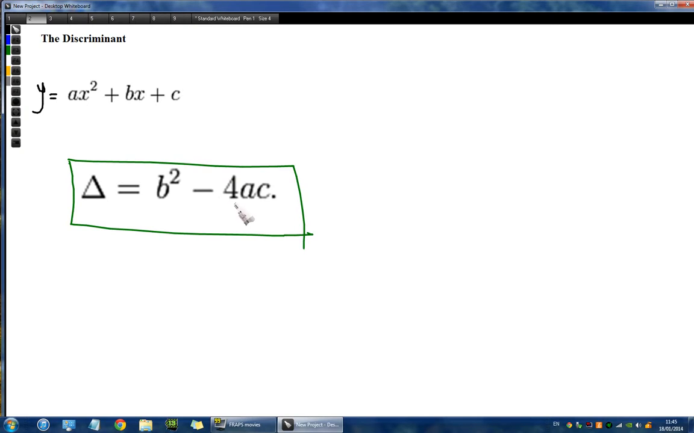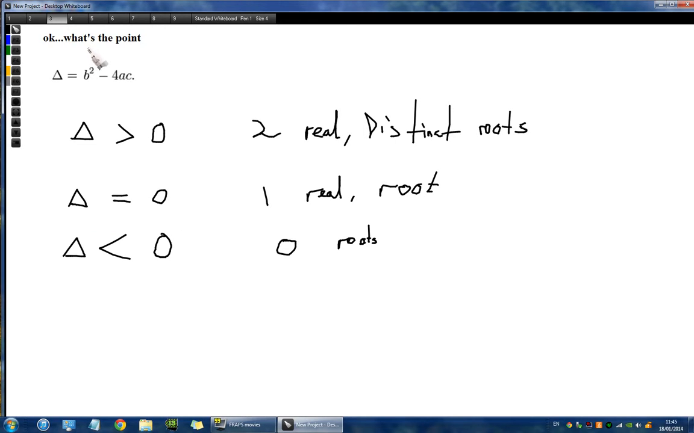The thing you have to watch out for is the signs. For example, if we had minus x squared, then a would be minus 1. If c was minus 3, then obviously c is minus 3 here. So just pay attention to the sign in front of the term. That's the only thing you have to be a little bit careful about. So we've calculated this discriminant, but why do we do this?